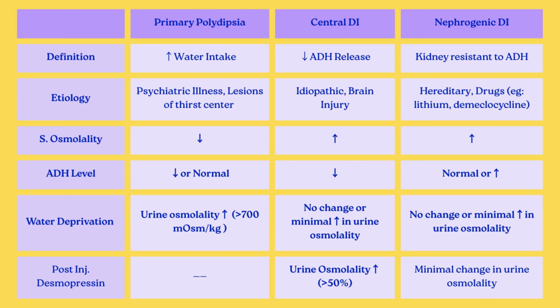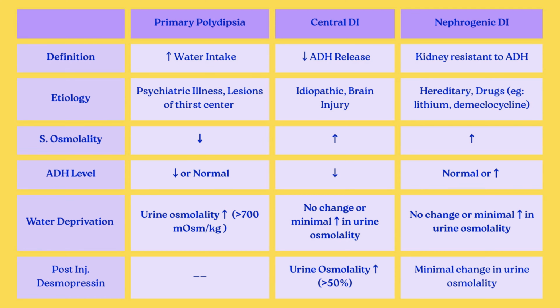Let's talk about what happens in the water deprivation test. In primary polydipsia, when water is withheld, urine osmolality increases significantly, usually above 700 milliosmoles per kilogram, because the kidneys are still able to concentrate urine correctly. But in both forms of diabetes insipidus, there is no change or only a minimal increase in urine osmolality after water deprivation. This is because, without ADH or with unresponsive kidneys, the body simply can't concentrate the urine.